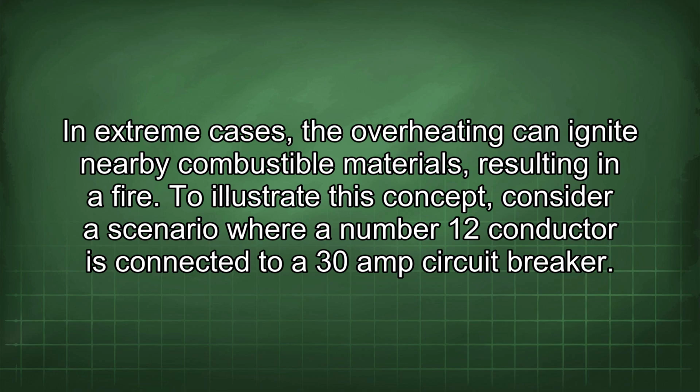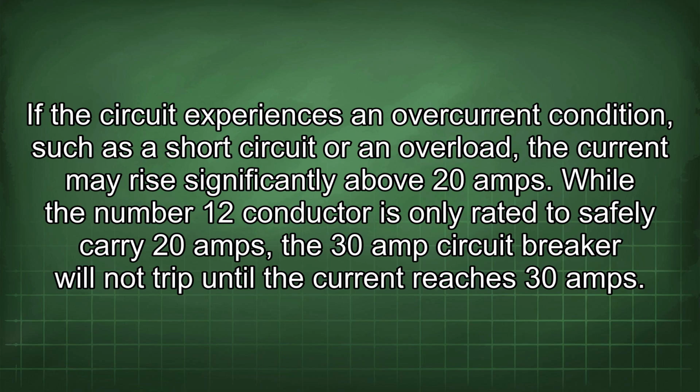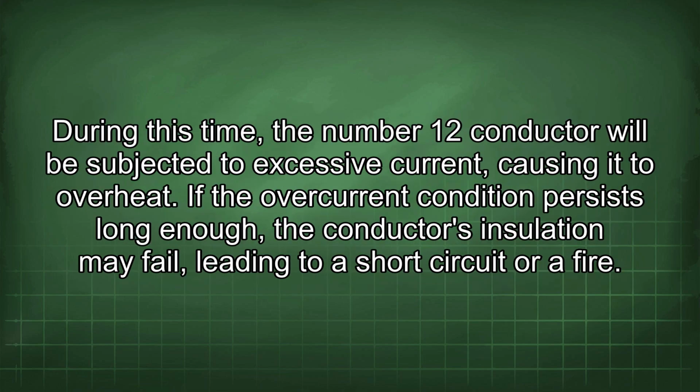To illustrate this concept, consider a scenario where a number 12 conductor is connected to a 30 amp circuit breaker. If the circuit experiences an overcurrent condition, such as a short circuit or an overload, the current may rise significantly above 20 amps. While the number 12 conductor is only rated to safely carry 20 amps, the 30 amp circuit breaker will not trip until the current reaches 30 amps. During this time, the number 12 conductor will be subjected to excessive current, causing it to overheat. If the overcurrent condition persists long enough, the conductor's insulation may fail, leading to a short circuit or a fire.